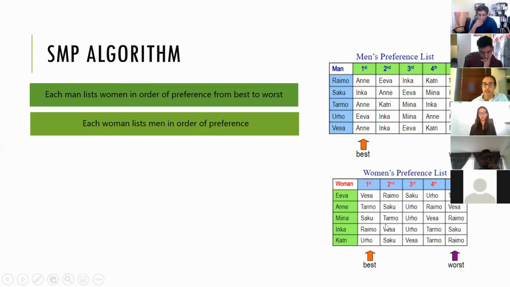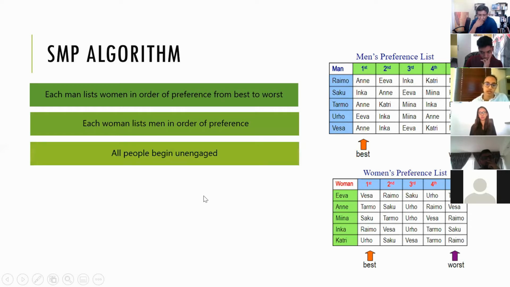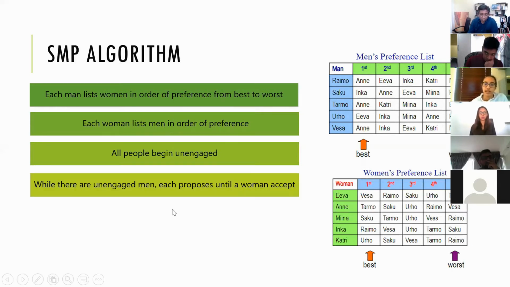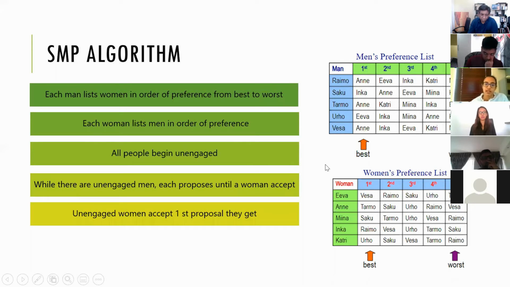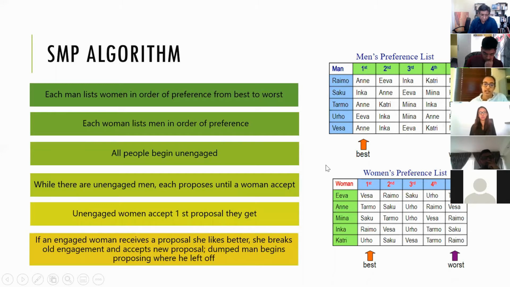So you've got a man's list and a woman's list, and they've each ordered them. At the start of it, everyone begins unengaged. So at the start, there'll be no matches. And then while there are unengaged men, each man proposes to a woman until the woman accepts. If an unengaged woman accepts, she'll accept the first proposal that she gets. If an engaged woman receives a proposal that she likes better, she'll break off the old engagement and accept the new proposal according to her rankings as she goes through it.